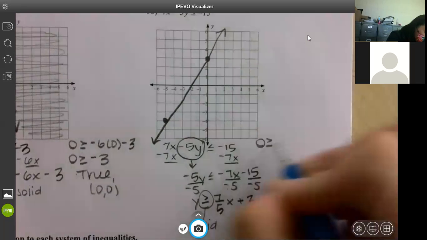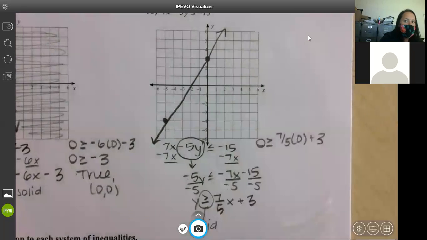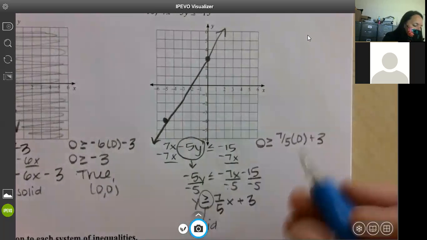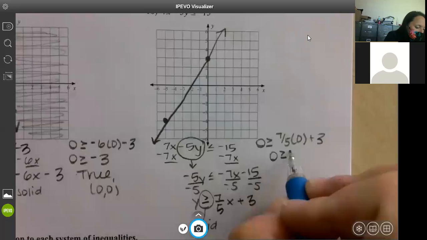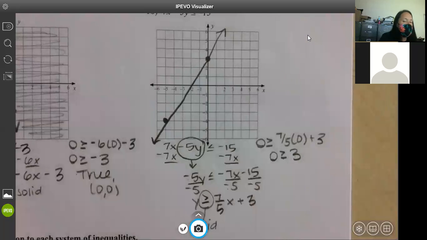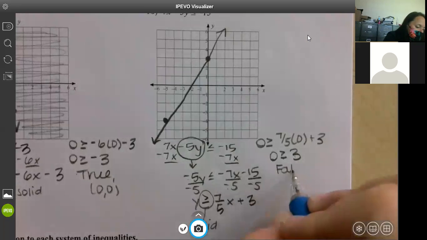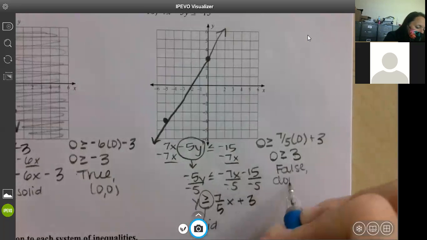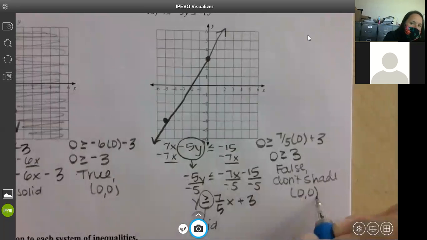0 is greater than or equal to 7/5 times 0 plus 3. 7/5 times 0 plus 3. Is 0 greater than or equal to 3? No. So don't shade 0, 0. So we would shade this side.